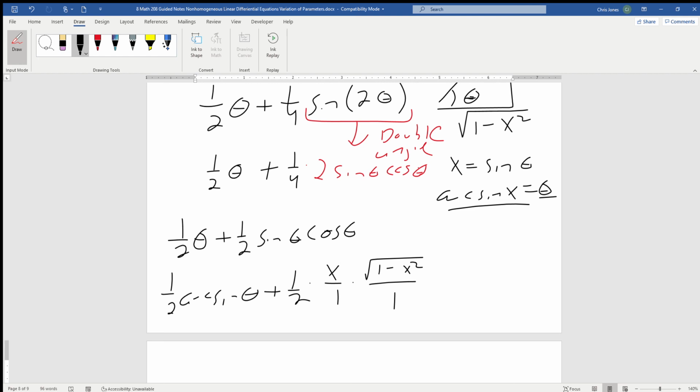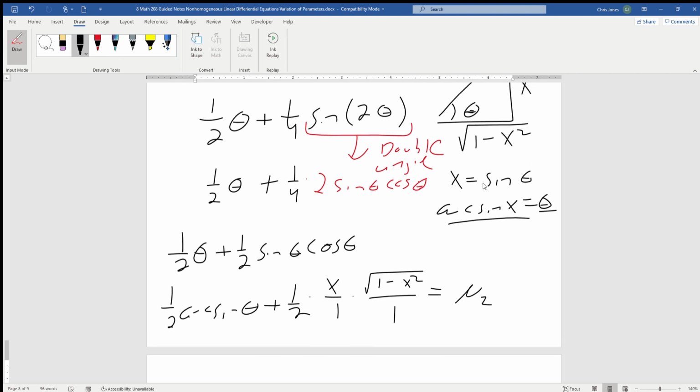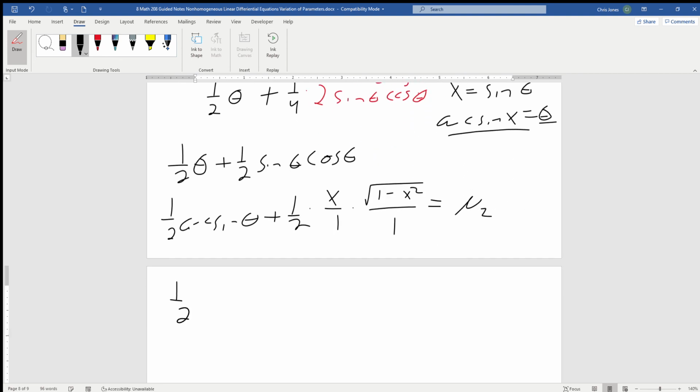All right. And so finally, I think this was u sub 2, about 5 minutes ago. And we can clean up u2 to be equal to 1/2 arc sine of x. This should be an x, not a theta, excuse me. Plus 1/2 x root 1 minus x squared. All right, and that's U2, I hope.